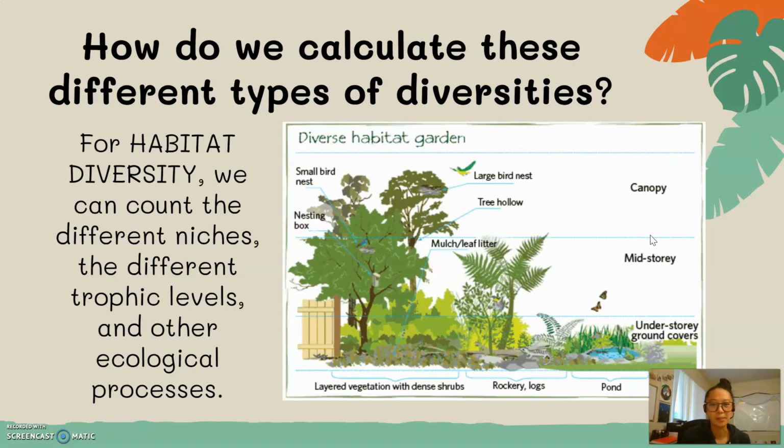Great. In terms of habitat diversity, we can count the number of different niches that they have, the different number of trophic levels, other ecological processes. So in this picture here, you see that there's a lot of different habitats that can be used by different organisms because they provide different things. Remember, we talked about ecological roles and niches being very different. And if they overlap, then competition happens, which is why habitat diversity is really great.